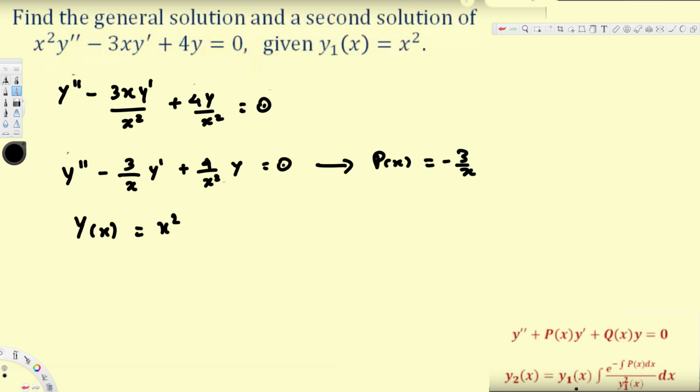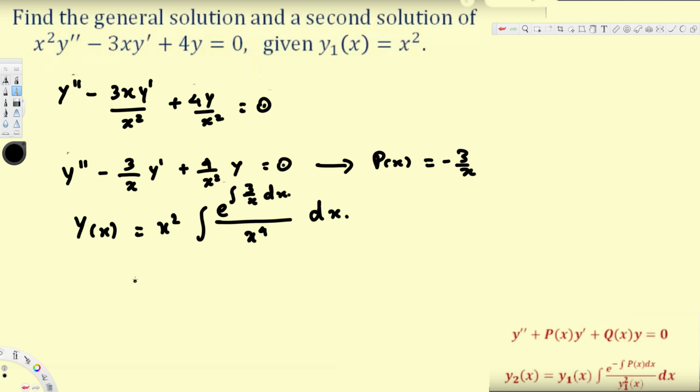I'm following this equation: y1 of x times the integral of e to the power negative p of x. Here we already have a negative, and in the equation we have a negative, so negative times negative turns this into positive. So we just have e to the power of the integral of p of x, that's 3 over x dx, and in the denominator we have y1 squared of x. y1 is x squared, and if we square it, that's going to be x to the power 4, and then we have a dx.